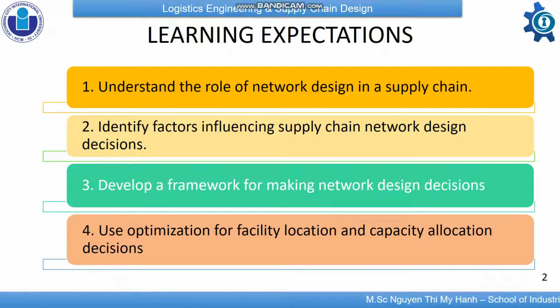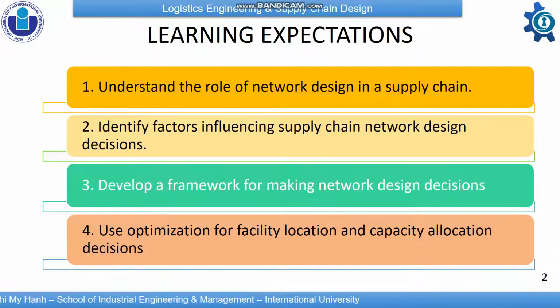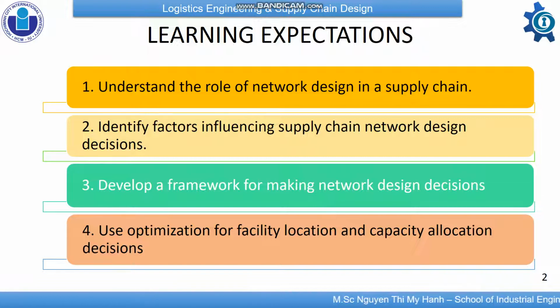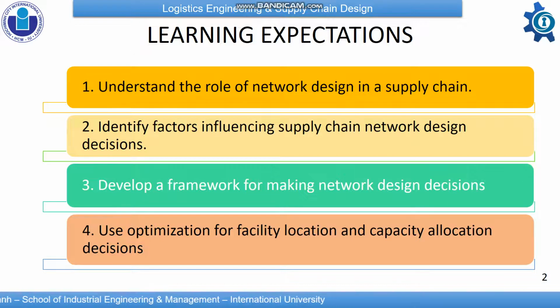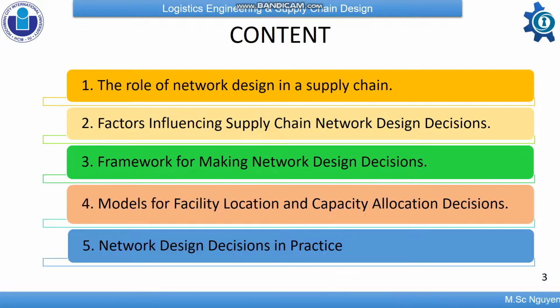Our learning expectation is that after this lesson, you understand the role of network design in the supply chain, and you are able to identify the factors that influence supply chain network design decisions. You have to know how to develop a framework for making network design decisions. And finally, you should know how to use optimization for facility location and capacity allocation decisions.